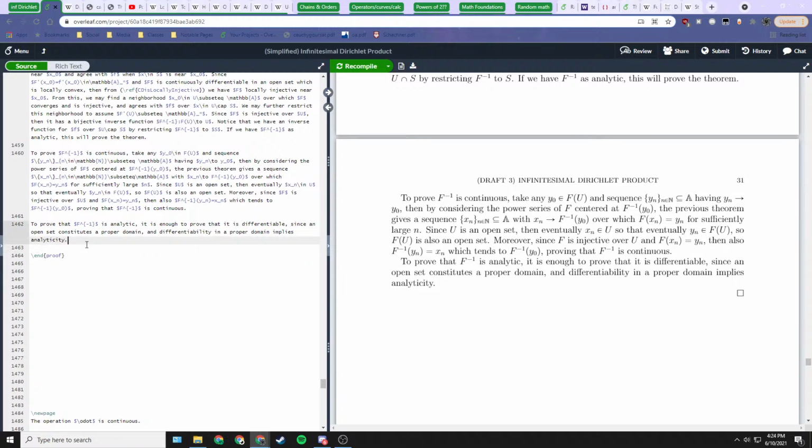Okay, so take any sequence. We'll have y sub n. Take any y0 in f of u and sequence yn having yn go to y0. Then as above, we have f of y sub n equal x sub n, which goes to f inverse of y0.